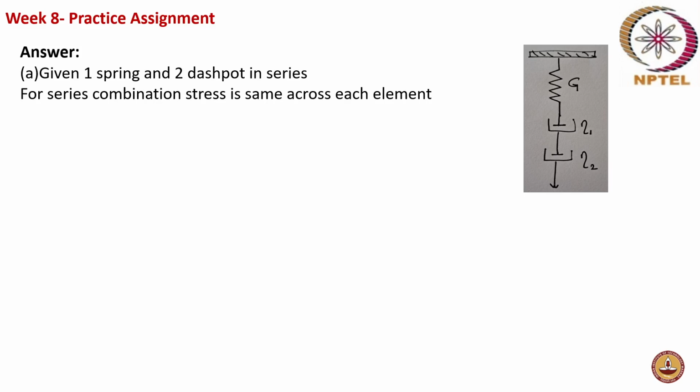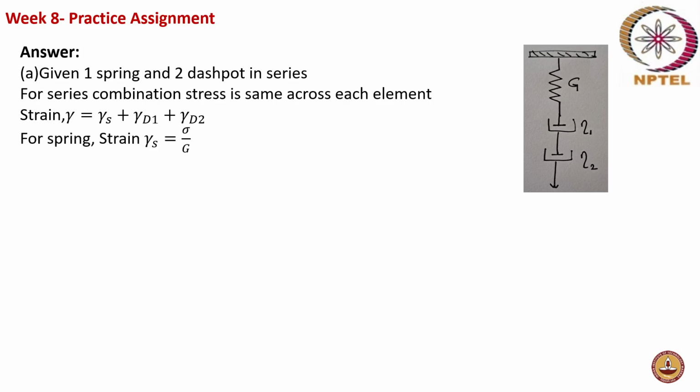Whereas the strain is not the same. The strain in the spring element will be different from the strain in the first dashpot element and the strain in the second dashpot element. So the total strain will be a summation of all three strains. So the total strain gamma is equal to gamma of spring plus gamma of dashpot 1 plus gamma of dashpot 2. Now how to proceed further?